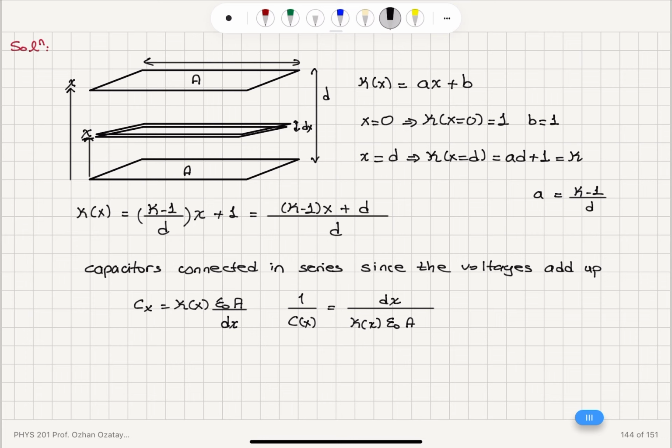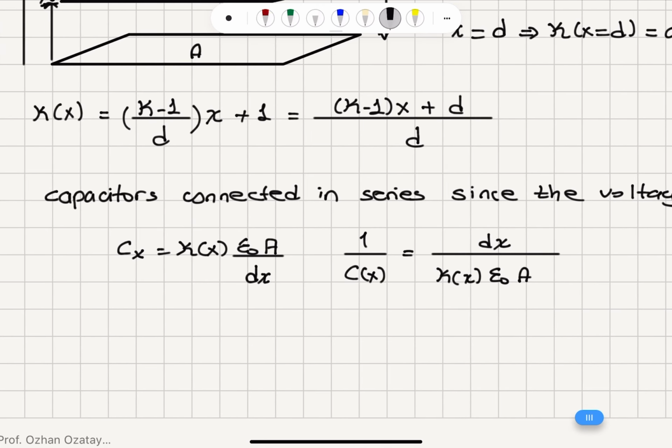Now I try to find the equivalent capacitance of this configuration. Because these are capacitors connected in series, 1 over c equivalent is equal to the integral, x goes from 0 to d, of 1 over c of x. So I'm adding up all of these capacitances. And this is equal to, so 1 over c of x was given here.